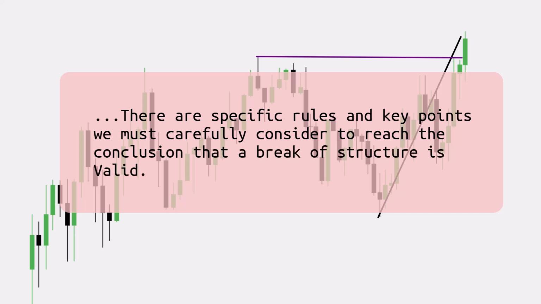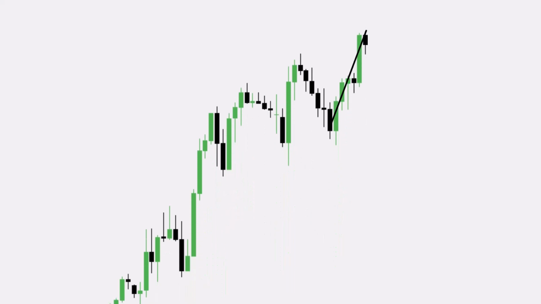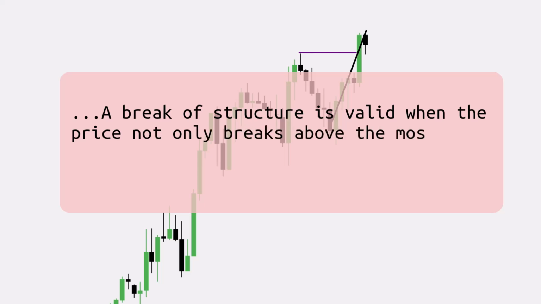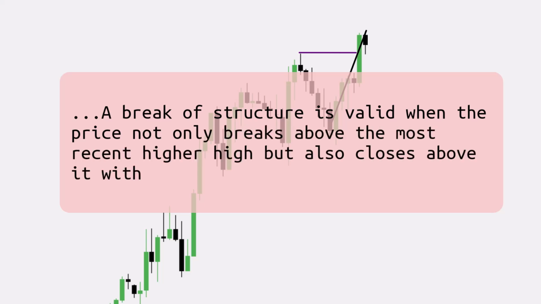is valid. To examine the specifics of these key points and rules in detail, let's examine the bullish move in the Euro-USD chart. Price experienced a bullish momentum that appeared to achieve a break of structure. How do we determine that this BOS is valid? A break of structure is valid when the price not only breaks above the most recent higher high, but also closes above it with the body of a candle.